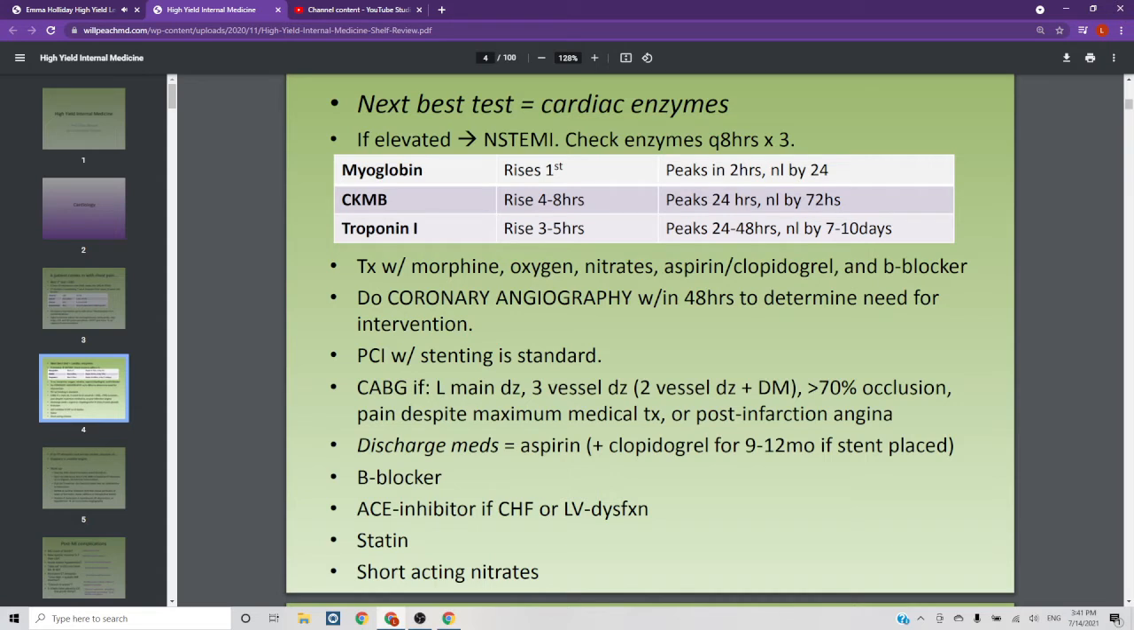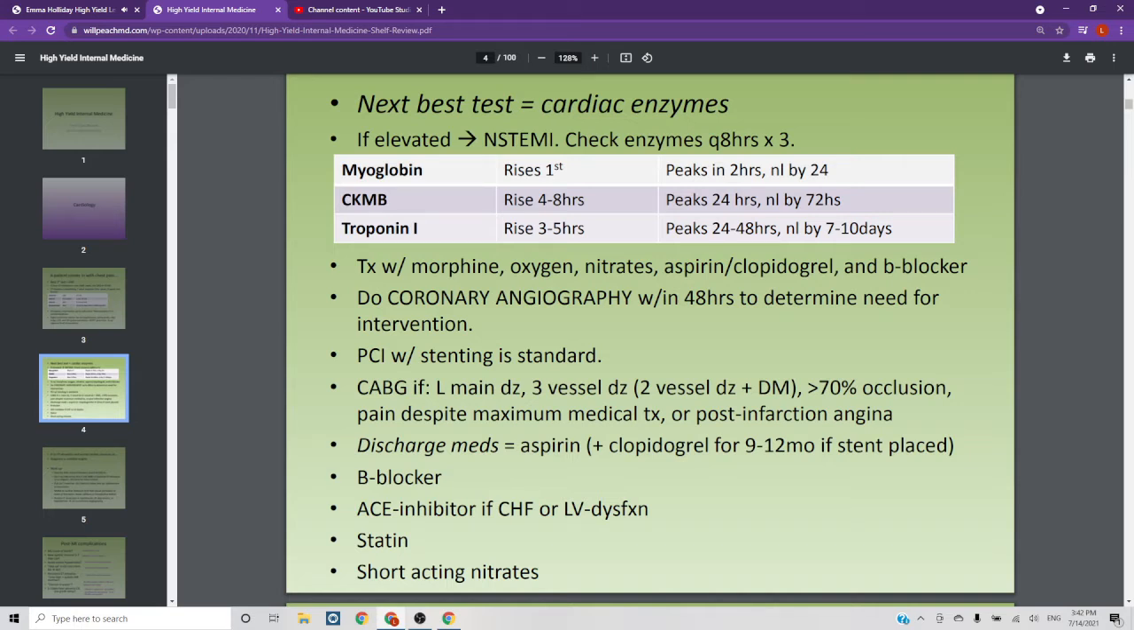And what are our options for intervention? Stent or CABG, right? So stent or bypass. And stent is really the standard of treatment unless your patient has certain factors that make CABG the preferred option. And you need to know those. When do you do CABG instead of a PCI?